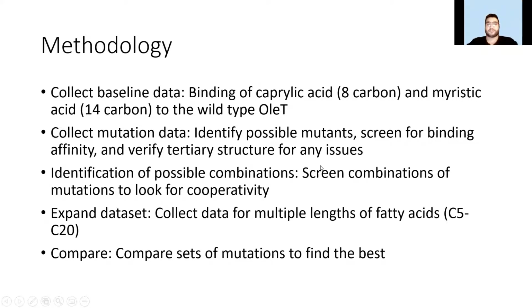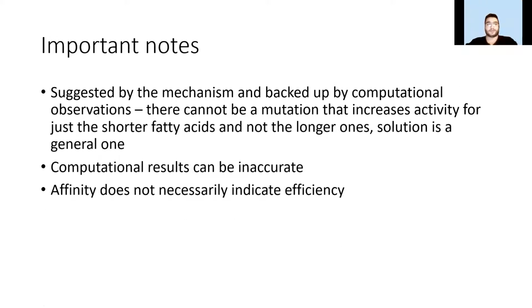Once we screened them for single mutations, we looked at double mutations and triple mutations to see if they would increase the affinity much more. And then we expanded the data set and collected the data for multiple lengths of fatty acids. I did between 5 carbon and 20 carbon to see at which point the mutations were the best, and then compared the different sets to see which mutations were better.